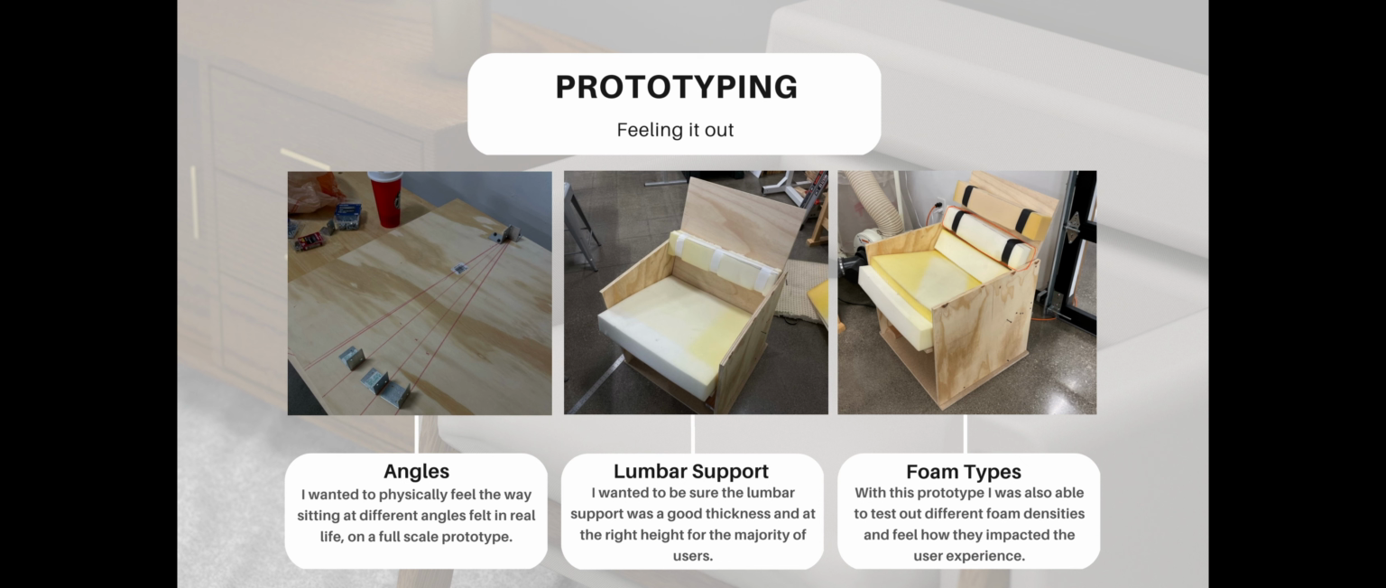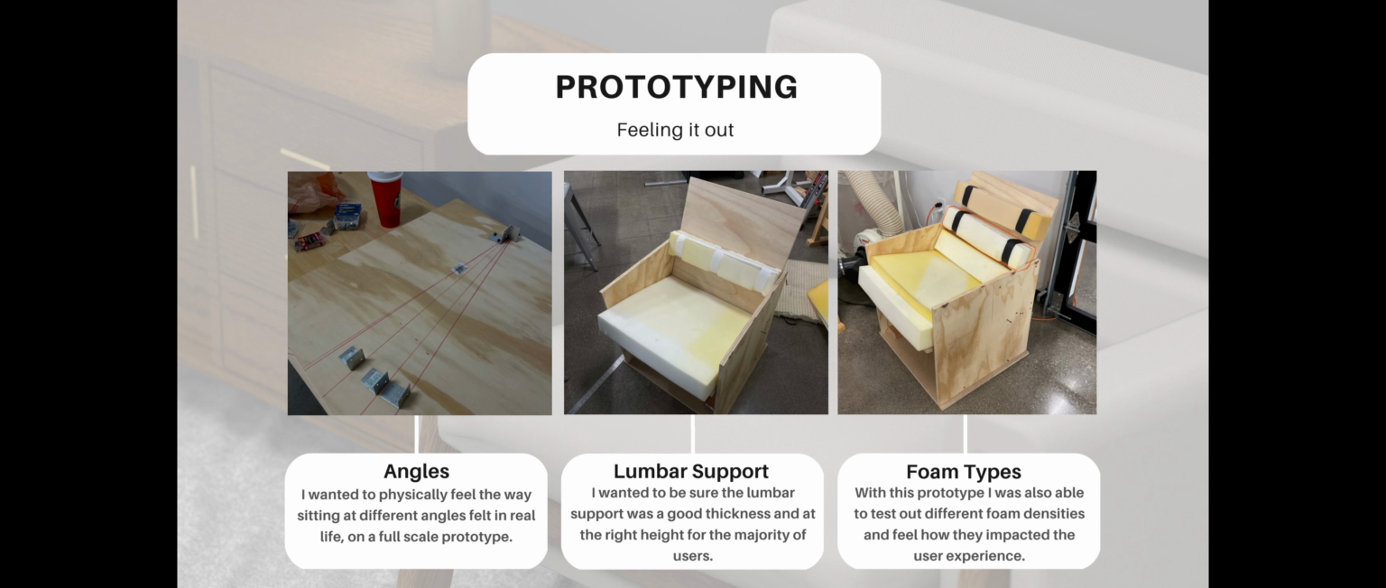And eventually I was able to really dial in an angle that I found very comfortable while still allowing for good support for the user. The second thing that I was able to test with this prototype was the lumbar support. And the lumbar support is one of the most important parts of this project and for supporting proper posture in general. And I was able to ensure that the lumbar support was a good thickness and a good height for the majority of users by actually being able to sit in it and set it up for myself.